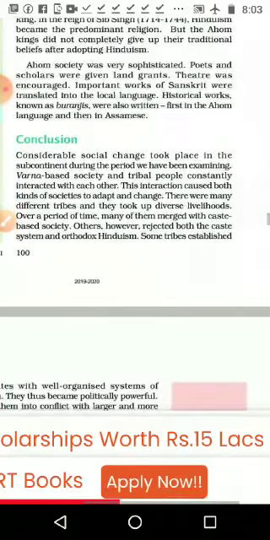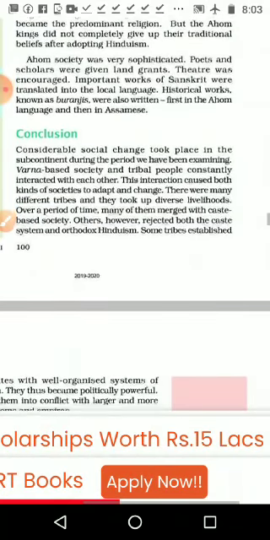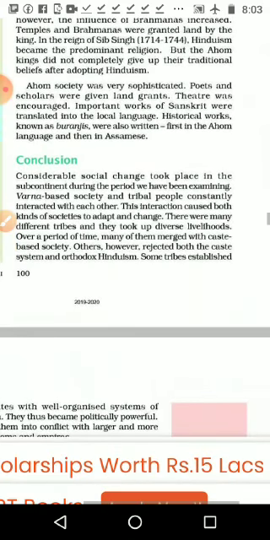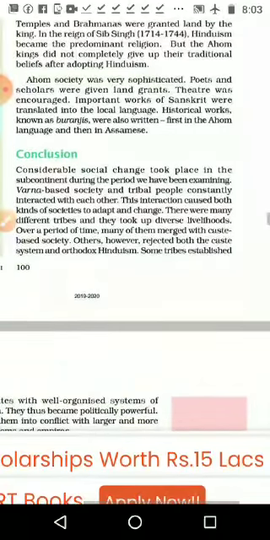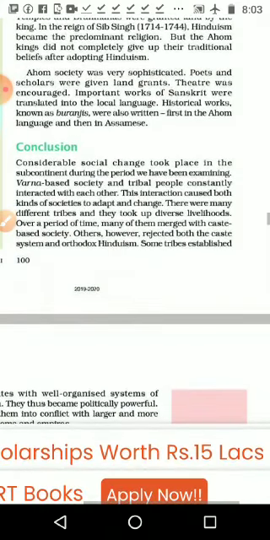Aham society was very sophisticated. Poets and scholars were given land grants. Theatre was encouraged. Important works of Sanskrit were translated into the local languages. Historical works known as the Burunjis were also written, first in the Aham language and then in Assamese.